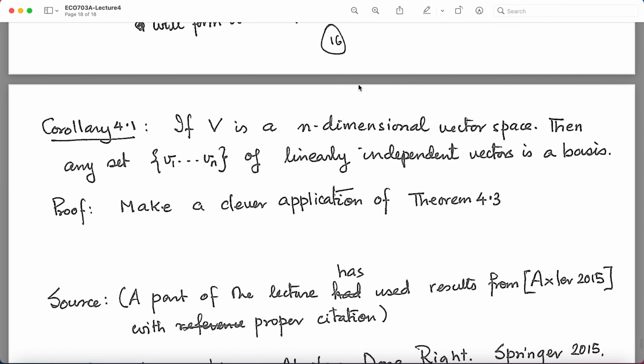So, now V is an n dimensional vector space, and any set V1, V2, ..., Vn of linearly independent vectors is a basis, because here my m is equal to n. So, I have already made the extensions. I need not add anything else, and hence it will be a basis. I need not make any extension. Because n is equal to m, the number of elements that I need to add to make a basis is 0, that is n minus m.